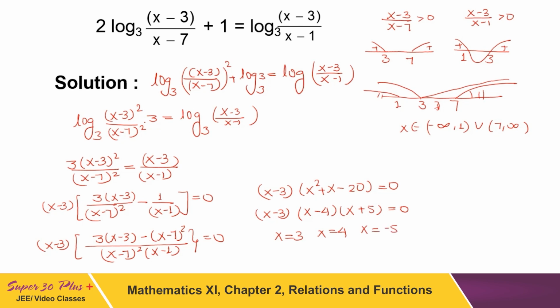Now what will be the solution of this equation? The solution of this equation must satisfy the domain, and in the domain there are numbers from minus infinity to 1 and 7 to infinity. This means 3 and 4 are not our answers, so only one solution, x is equal to minus 5, lies in the domain. That's why the solution of this equation is only x is equal to minus 5.